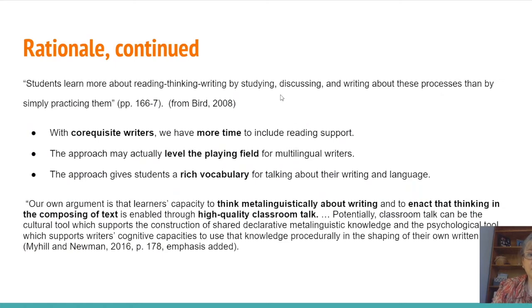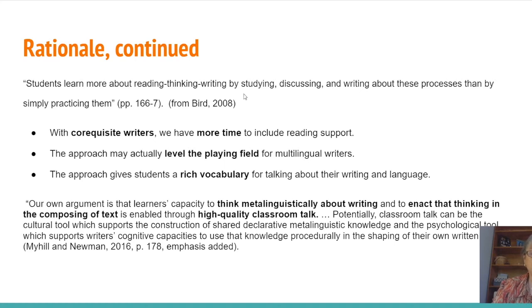I would further suggest that, as Barbara Bird has said, students can learn more about reading, thinking, and writing by studying, discussing, and writing about those processes than by simply practicing them. I'm not going to suggest that writing about writing pedagogy is the only successful pedagogy that one can use in a first-year composition course. I'm simply arguing that it is a method one can consider and that can be successful.